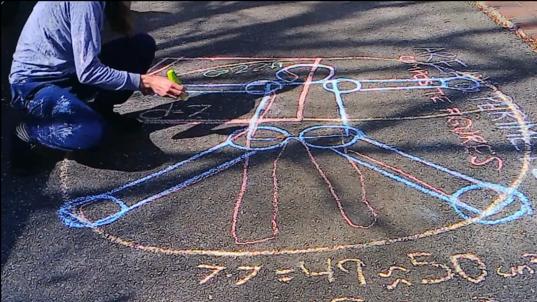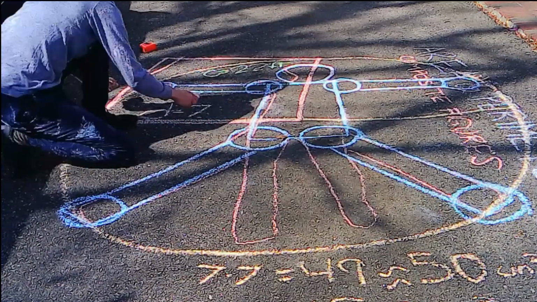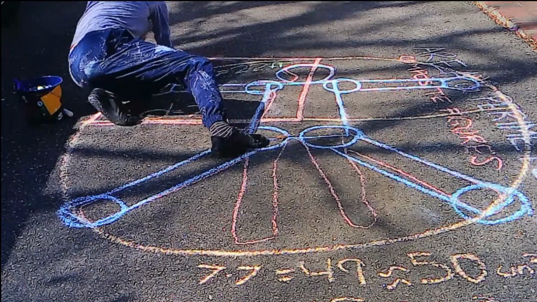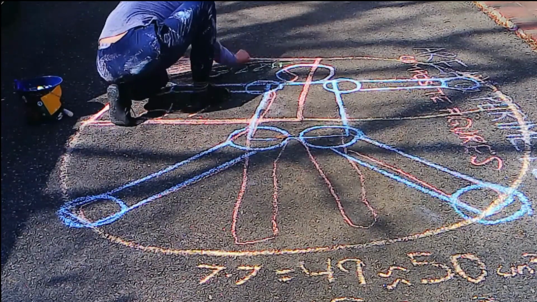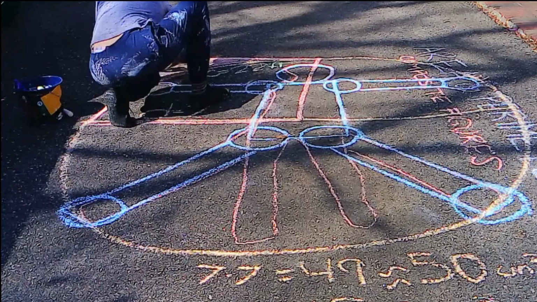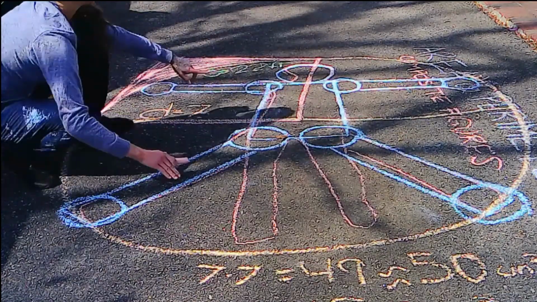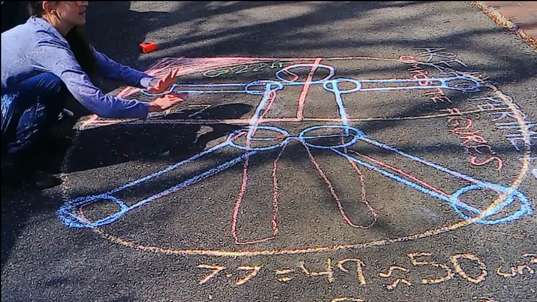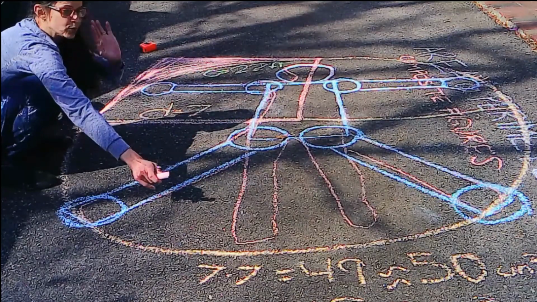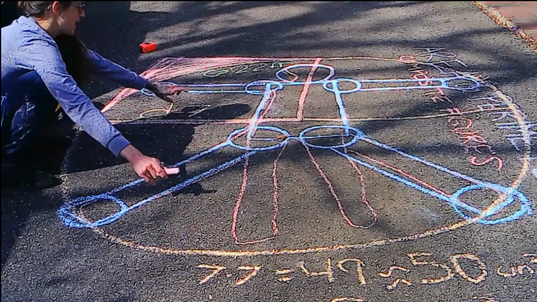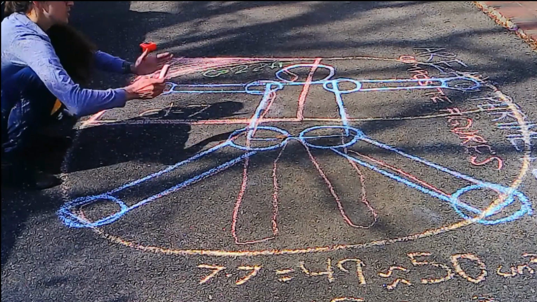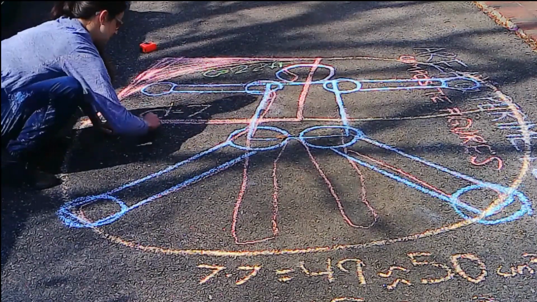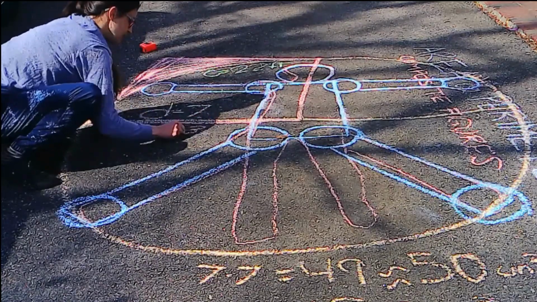Okay, so now time for the area. Remember, the area is how many times a square can tile the surface. So the square unit we're using is of size 3.5 times 3.5 because the diameter is 7, the radius is half of that, 3.5.